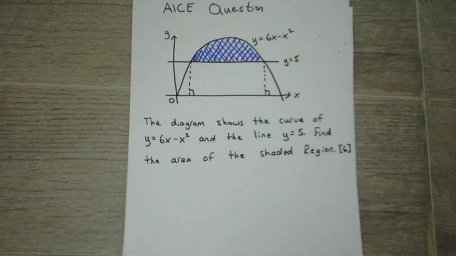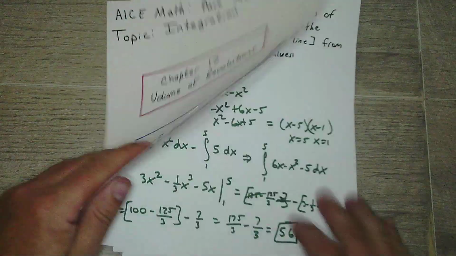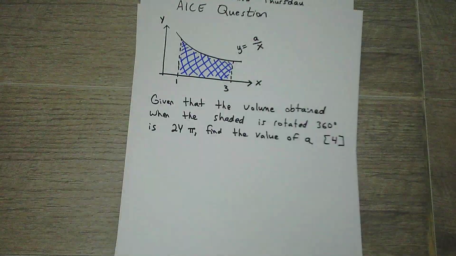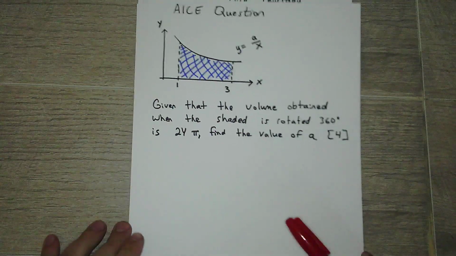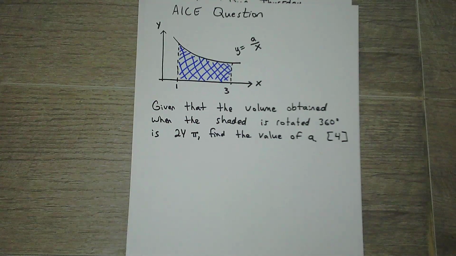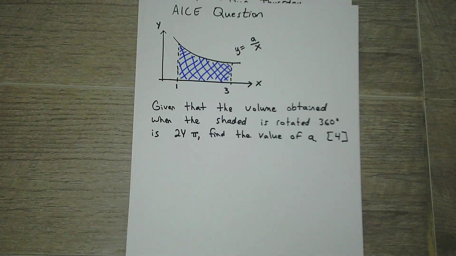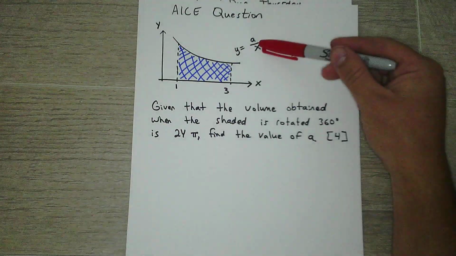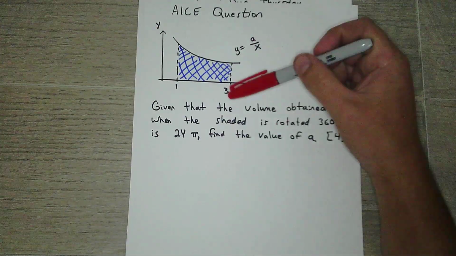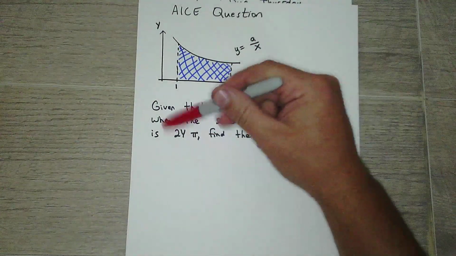Okay, so that's from the other day. Where are we at? Right here. Okay, so we have this graph. Given that the volume obtained when the shaded region is rotated 360 degrees is 24 pi, find the value of A. Okay, so they're giving us the volume.